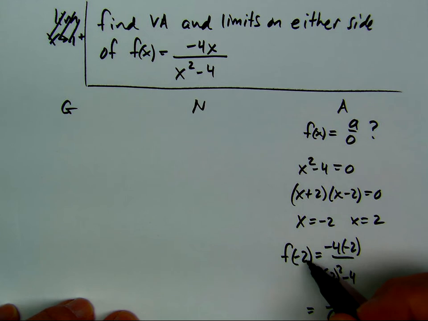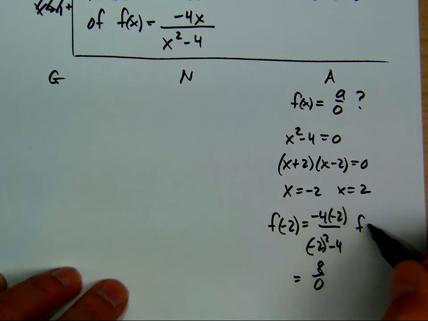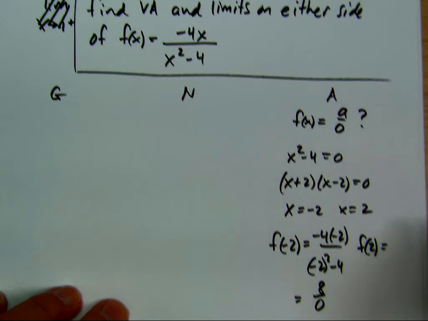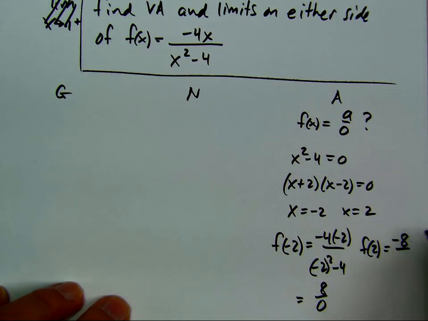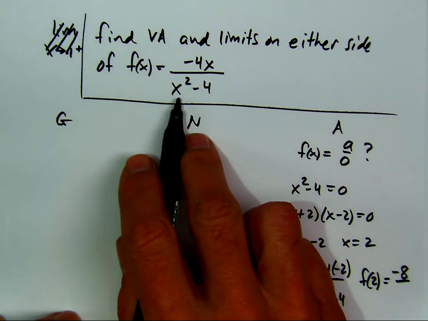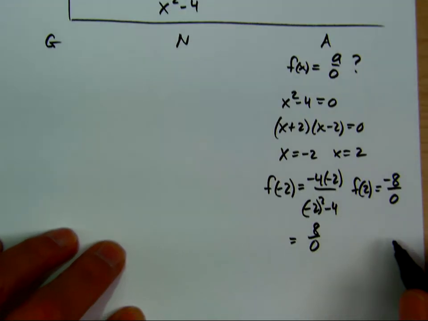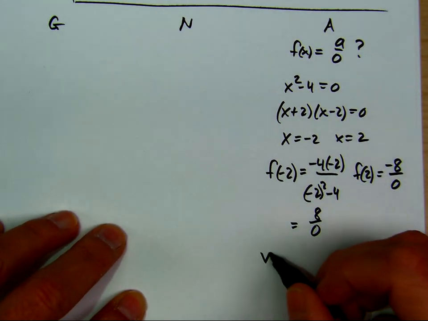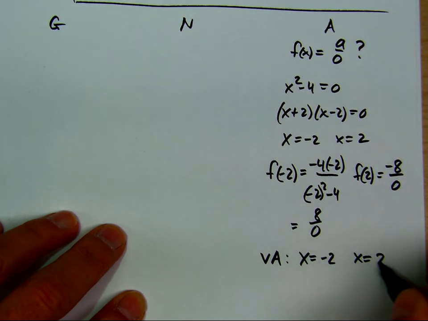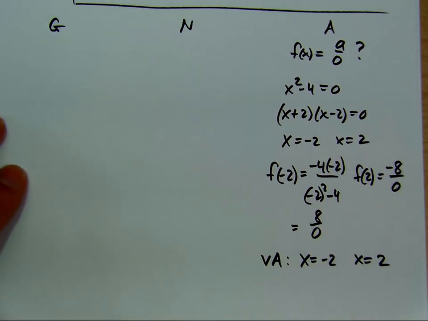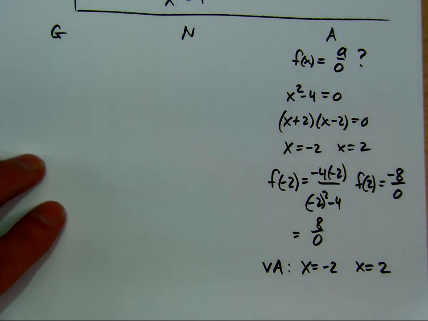So we have a vertical asymptote at negative 2. Well, let's also check f of 2. If we put a 2 there, we have a negative 8. And 2 down there will give us 0. So that means we have vertical asymptotes at x equals negative 2 and x equals 2. So let's look at the graph.